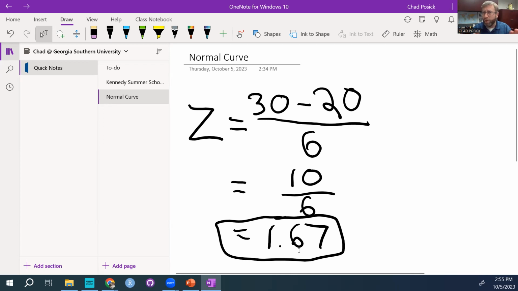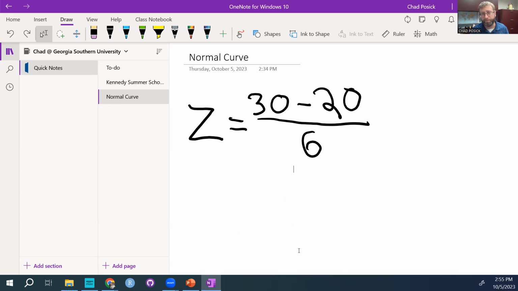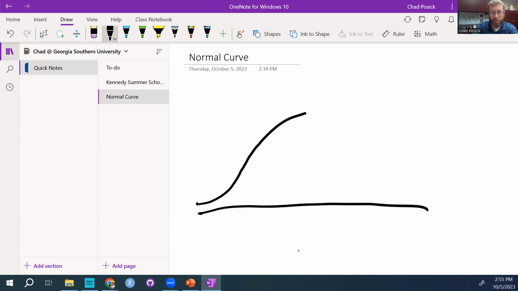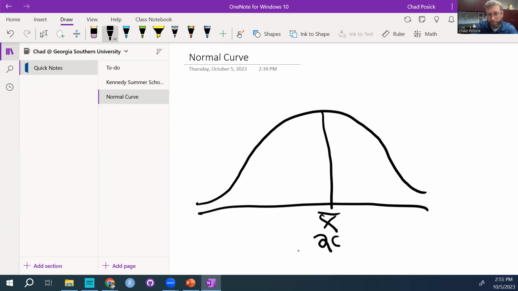But as of yet, we don't know exactly where they are underneath that normal curve. So I'm going to clear this out a little bit and draw that normal curve. Sorry, it's never going to be perfect here. The x bar, the mean, is going to be in the middle. We said that was 20. Now remember, there's one standard deviation above the mean and one standard deviation below the mean, right? 1 and -1.